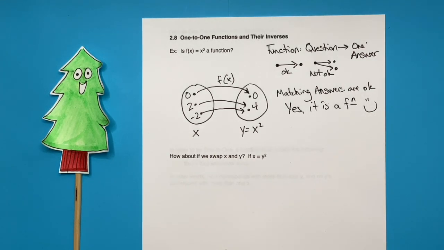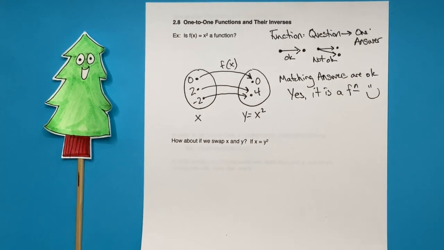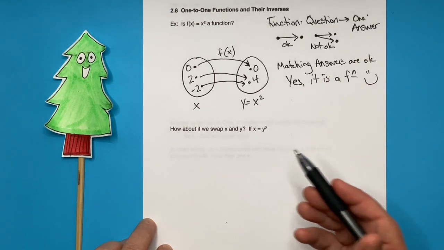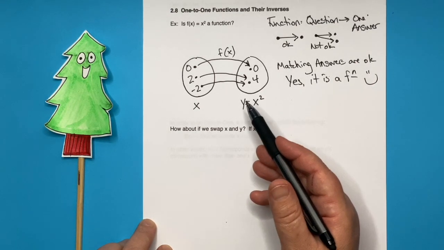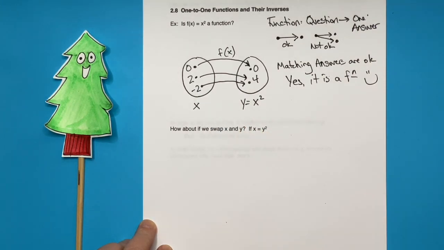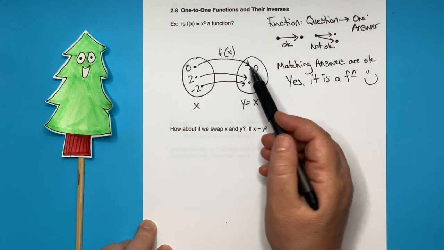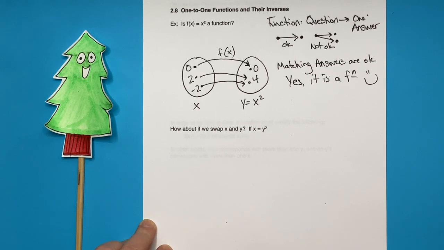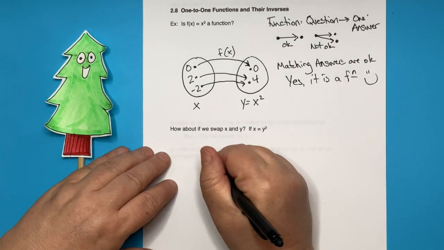So the next question is an interesting one. What if we swap x and y? What if we turn it around? So the first thing I want to convince you of is that basically this would be asking us to take the arrows and put them in a different direction. So if I took these arrows and I pointed them the other way, that's an interesting question. What would that look like?